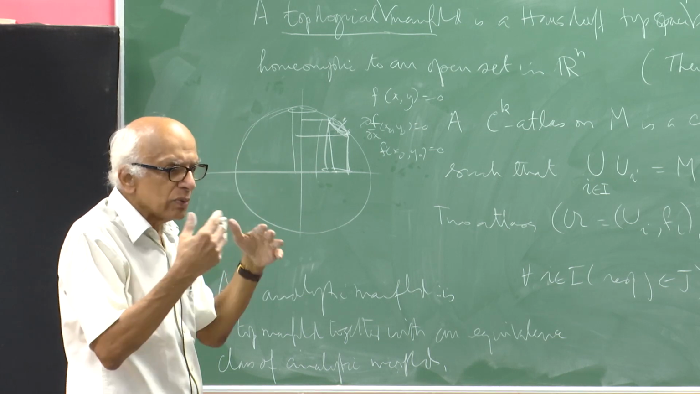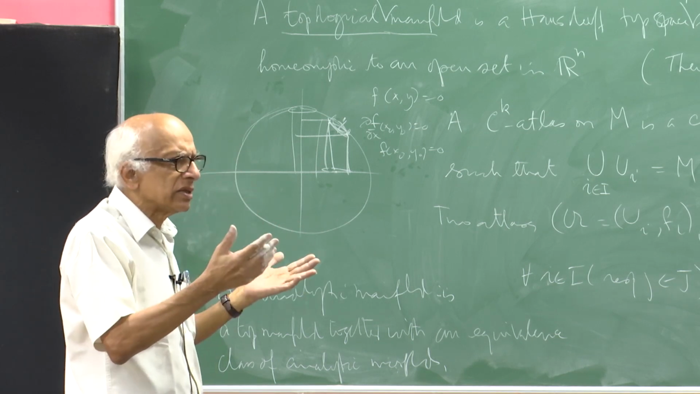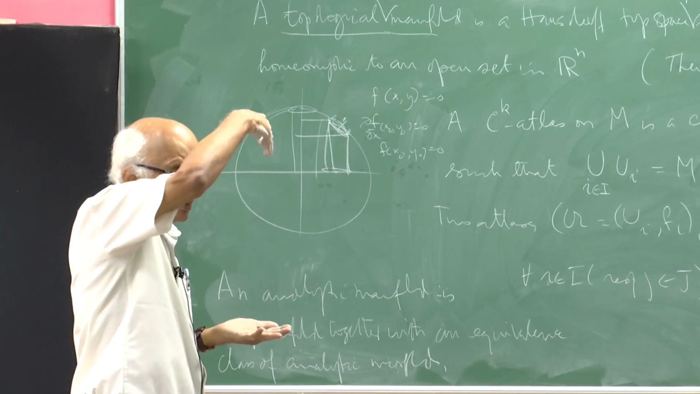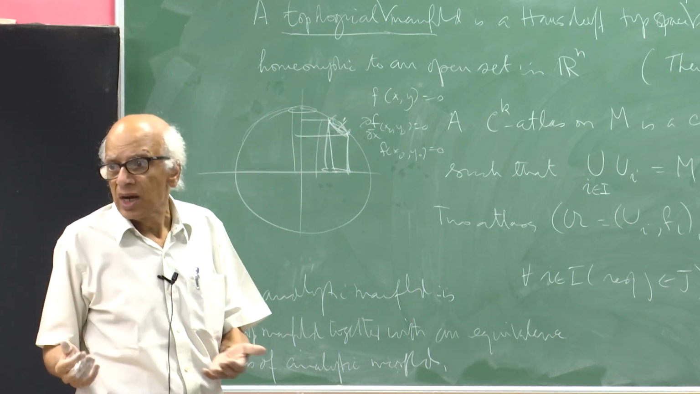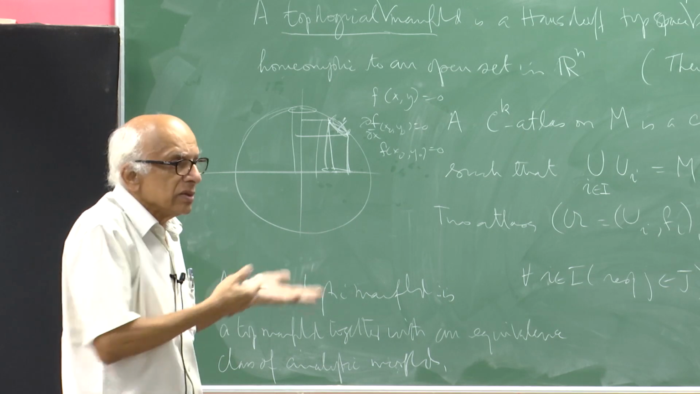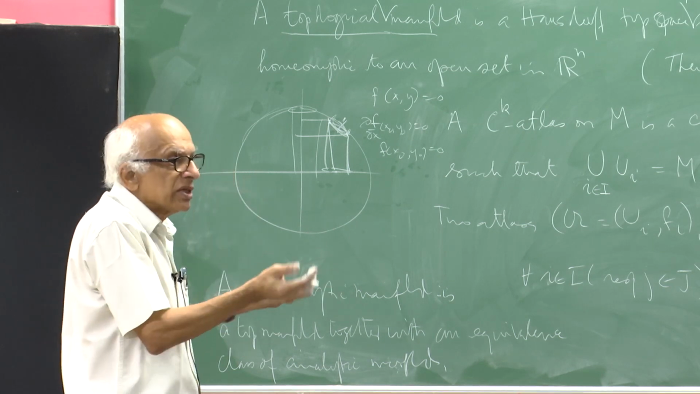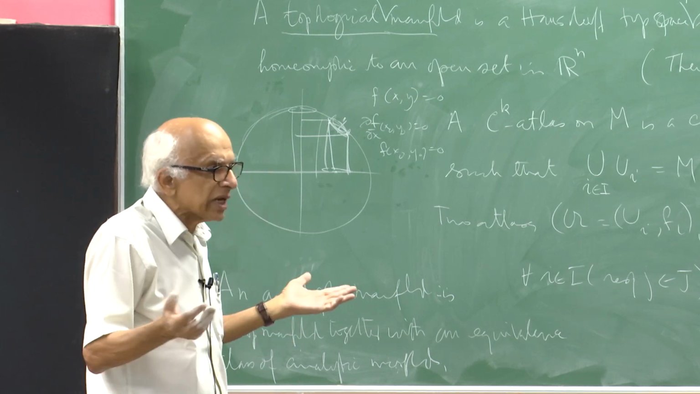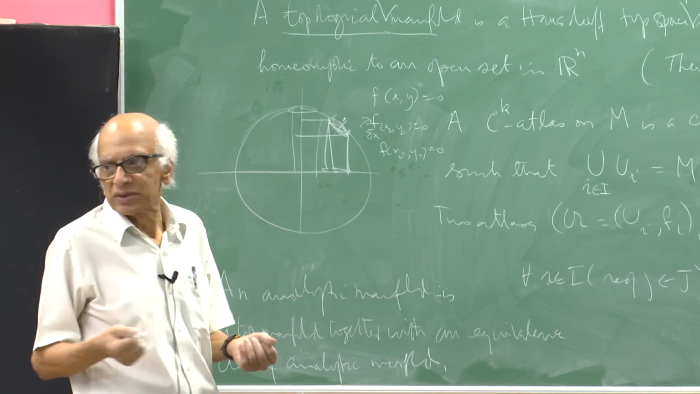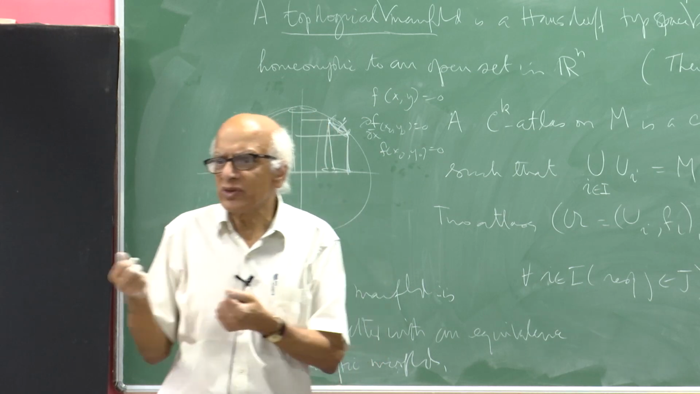In fact, basically people were only looking at subsets of Euclidean space of this kind, f(x,y) equals 0, and there the theorem was available saying that you had a chart at every point and so on. So when you want to make it abstract, that was the inspiration.